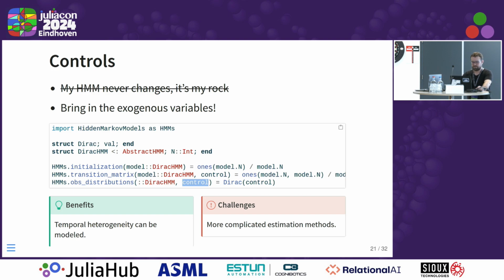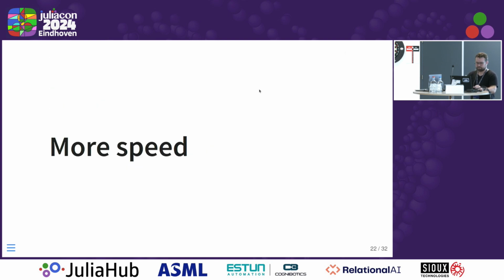But it's just a 3-liner to show you that all you need to do to handle these control layers is redefine 3 functions. The 3 functions that make up your model: initialization, transition matrix, observation distributions. And this is what I call the abstract HMM interface. And once you do that, you can do whatever you want with your HMM, custom controls, custom estimation procedures, etc.